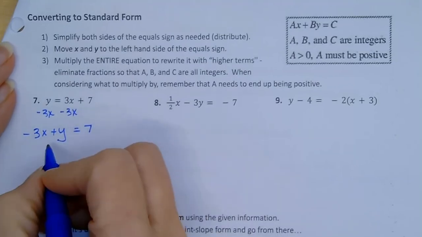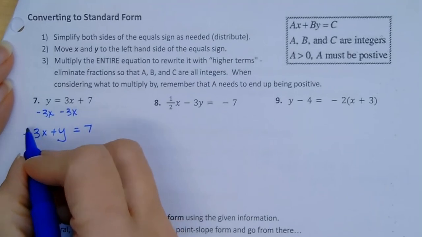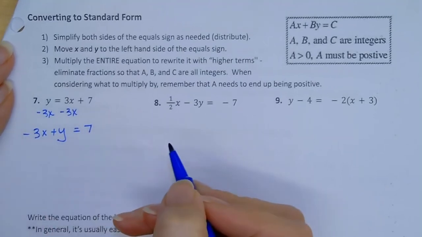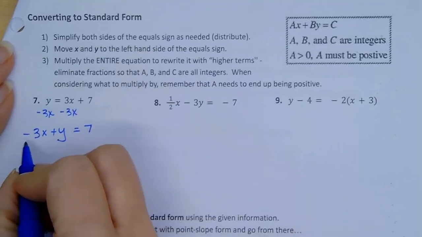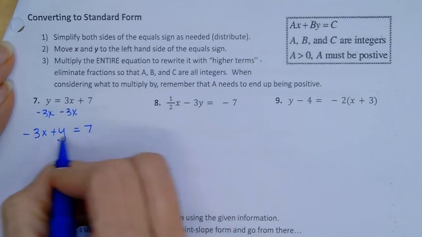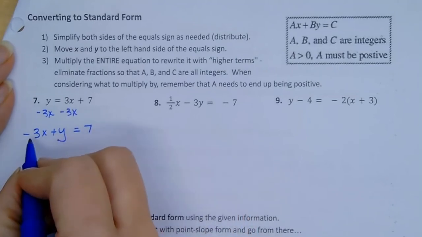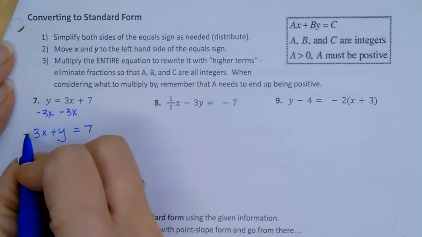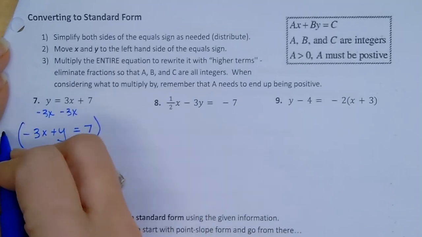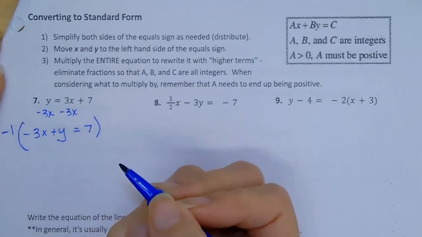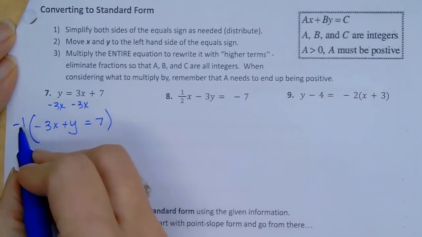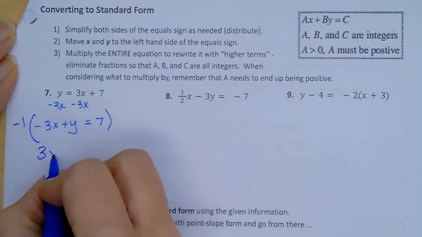All right, so my rules say, remember, that a can't be negative, right? I also can't have any fractions. So far, no fractions, no worries, right? But if I can't have a be negative, then what I'm going to do is multiply the entire thing by -1. Okay, so -1 times -3x is going to be 3x.